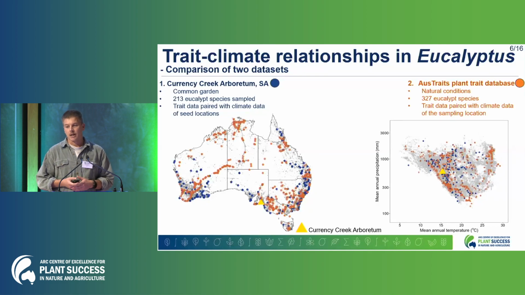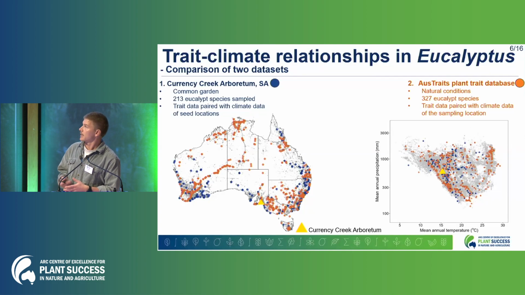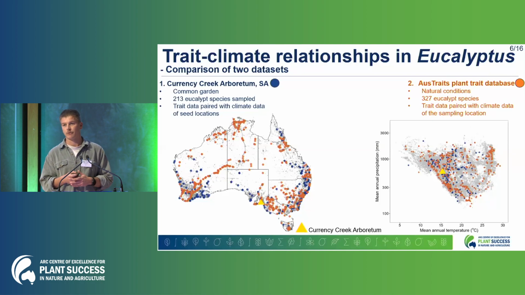And then the second database that we used was the AusTraits plant trait database. Here, this is plants growing in their natural conditions, and we pulled data for 327 eucalypt species, and this time we matched that trait data with the climate data of where that trait was measured. This is now shown in orange. And then you can see in the grey points all eucalypts, their occurrence and also their climate space across Australia. So you can see we've got a pretty decent coverage across all of eucalyptus.